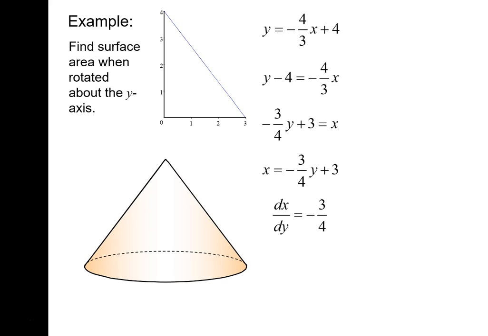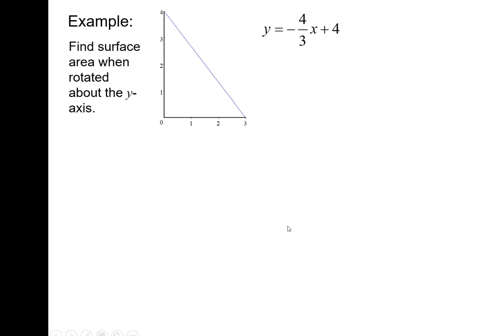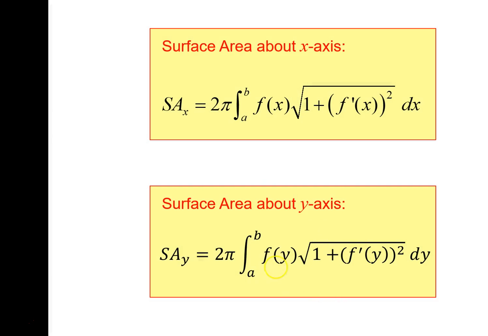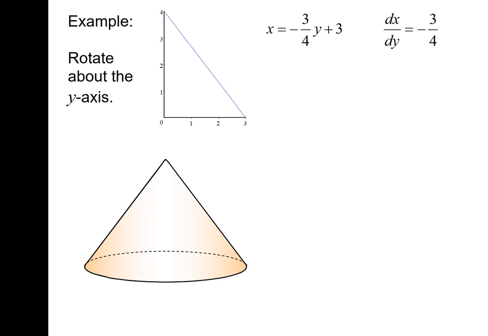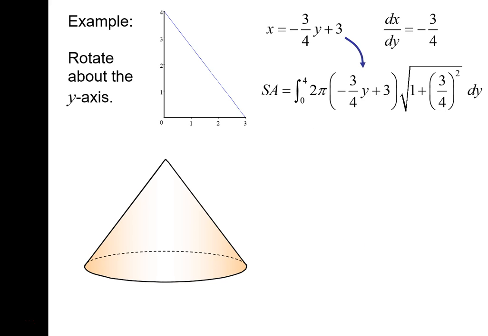I need the derivative. So notice I put dx/dy here, but of course that's the same thing as just saying f prime of y, same idea. So the derivative of the function in terms of y would be what? That would be negative 3/4. So when you put it all together, we have 2 pi, which I can move to the front, of course, times the function in terms of y, times the square root of 1 plus negative 3/4 squared, in terms of y. The negative is going to be squared anyway.